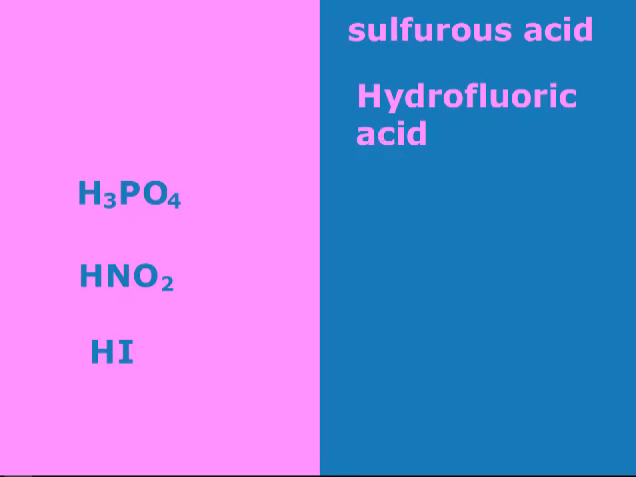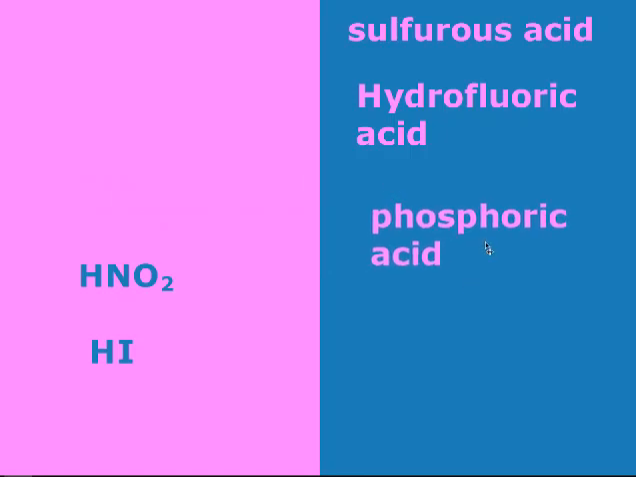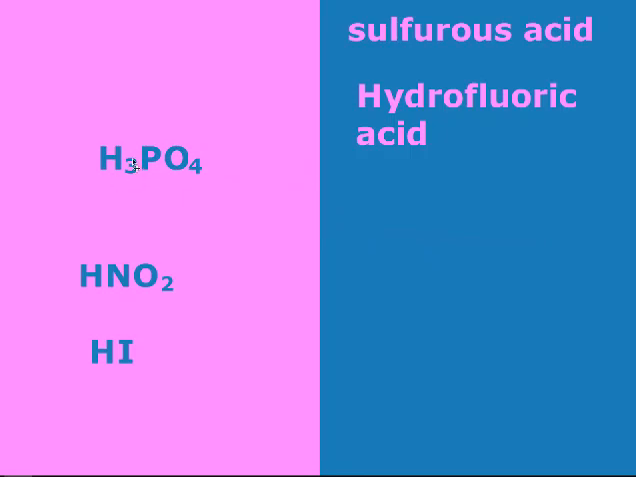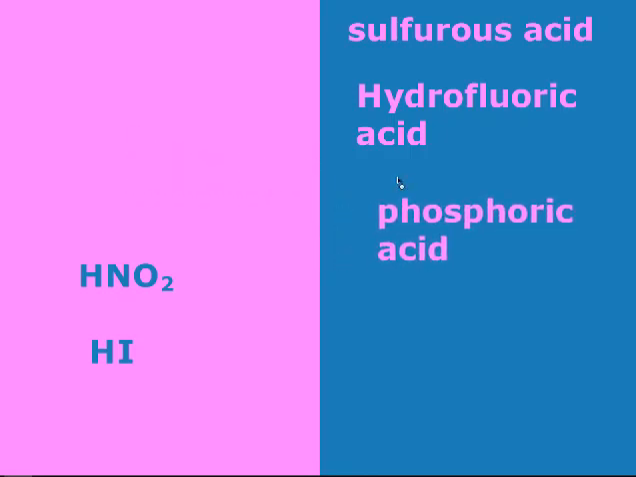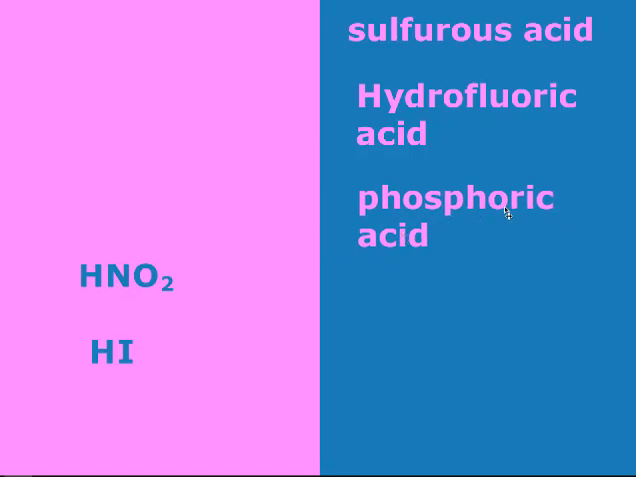Go ahead and pause the video and do the next two on your own. Restart when you finish those two. PO4 is phosphate. Phosphate goes to phosphoric acid. There's only 3 hydrogens in front because phosphate is a -3 charge. So whatever the anion's charge is, that's how many hydrogens get put in front. So phosphate, phosphoric acid. That's another one that has one of those weird changes at the end.